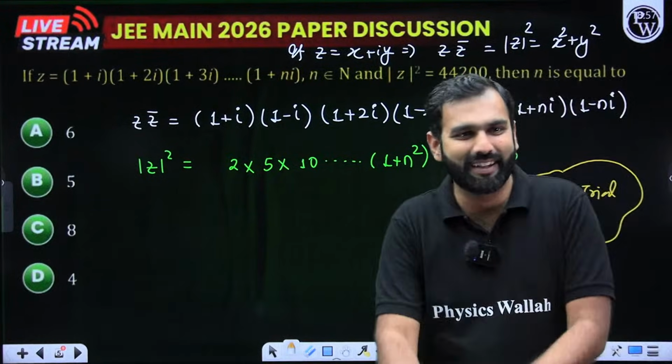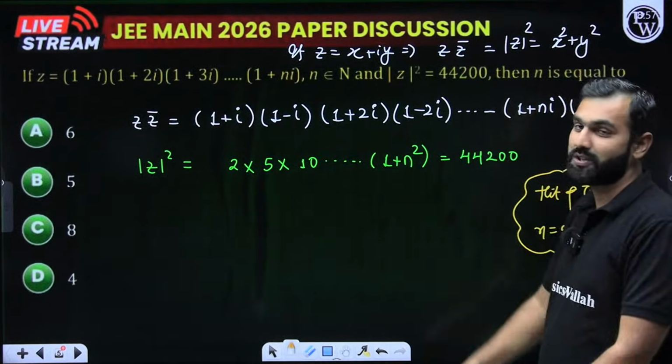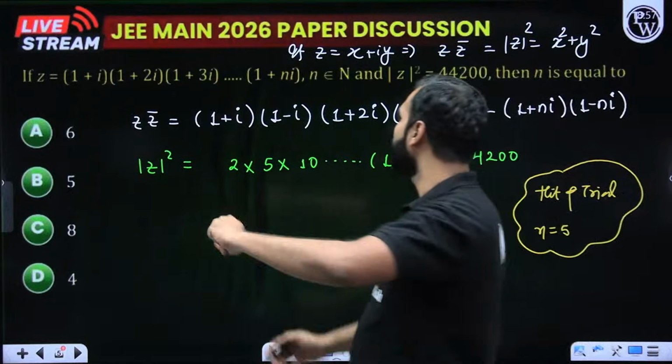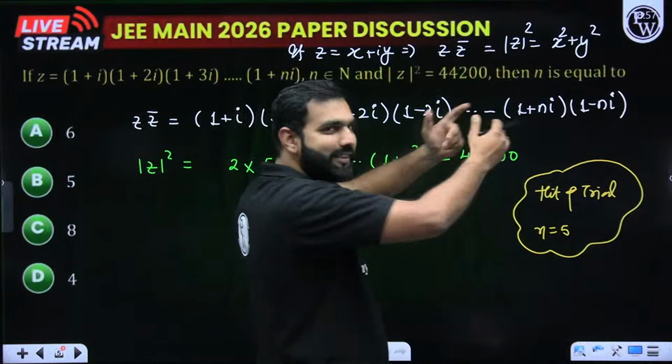So great. So we have started receiving the answers to this question. A very simple concept is needed to be applied. We know that Z Z bar is mod Z square.